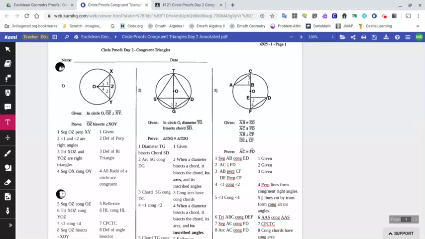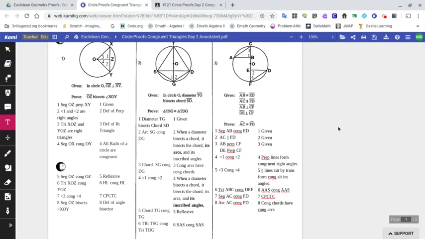Okay, hello again, ladies and gentlemen. I'm going to give you the solutions for the circles proofs day 2 congruent triangles homework, which was numbers 3, 4, and 5 in the notes. Let's get to it. All right, so I have them typed out here.